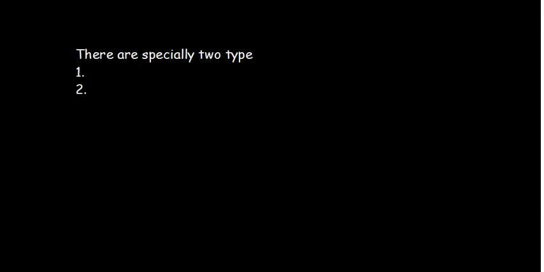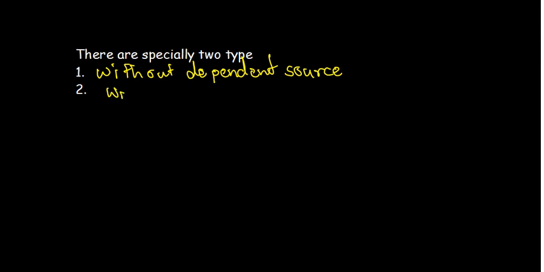Let's take an example for this. There are specially two types of circuits: one without a dependent source, and the other with a dependent source. We need to figure this out because without a dependent source we go on a different path, and with a dependent source we go on a different path. So this is important: first we need to analyze whether the circuit has a dependent source or an independent source.